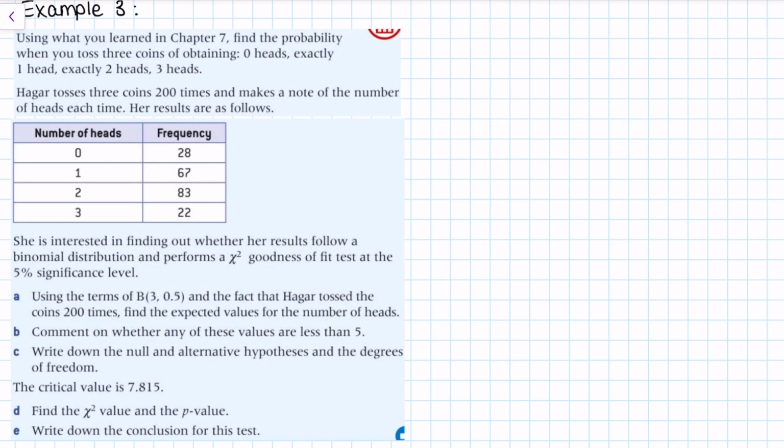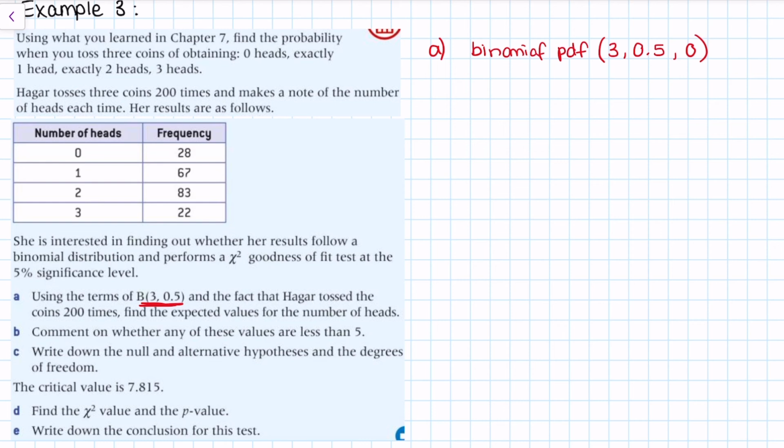Using the binomial information here of 3, 0.5 and the fact that Hagar tossed a coin 200 times, find the expected values of the number of heads. So this is just using your calculator in the binomials. And for each of these, you would do a binomial PDF because we want the exact value. You're going to have 3, 0.5, and then you're going to have all your individual values. So we've got number of heads is 0. And you do that for each of them for 0, 1, 2, 3. It will tell you the probability of each of them.